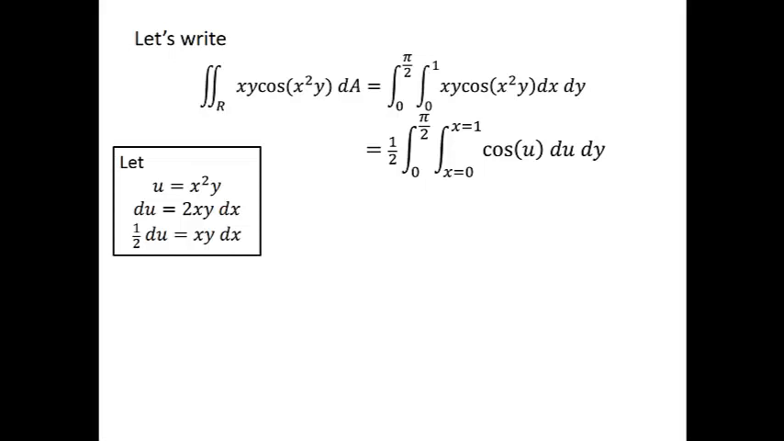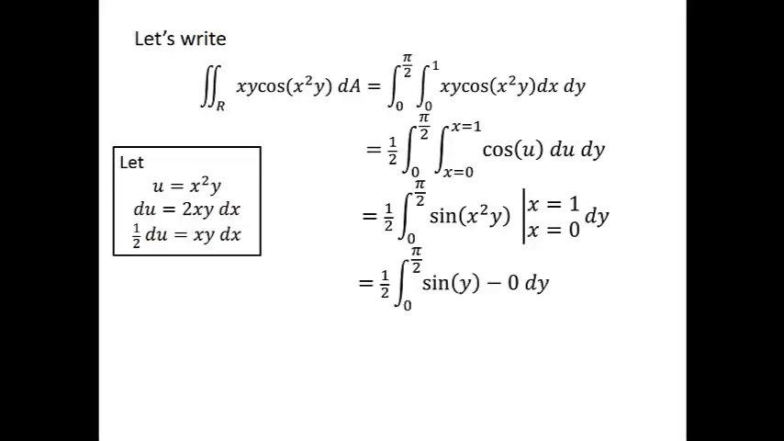Okay, so in that inner integral, the integral of cosine of u is sine of u, where u is x squared y. We evaluate x from 0 to 1 to get 1/2 times the integral from 0 to pi over 2 of the sine of y minus 0. The integral of sine of y is negative cosine of y with the 1/2 tagging along, and we evaluate y from 0 to pi over 2. So our final answer is 1/2.